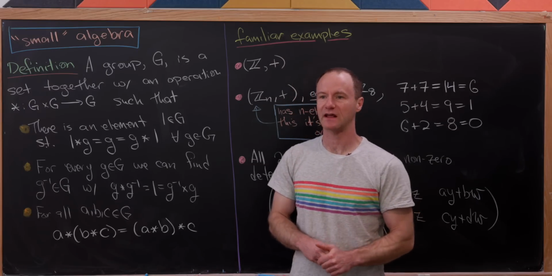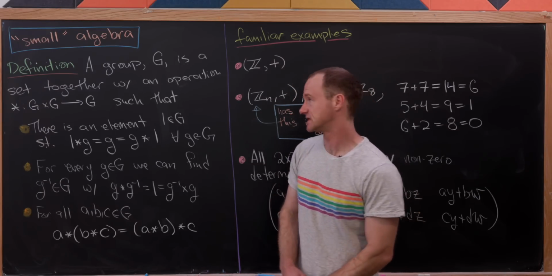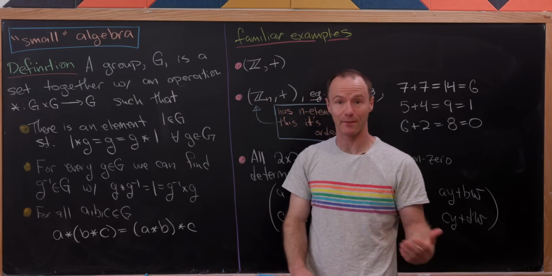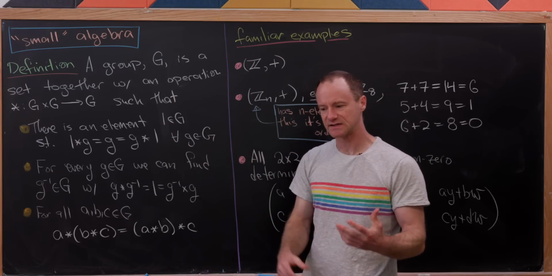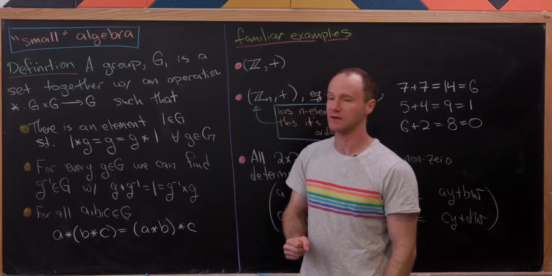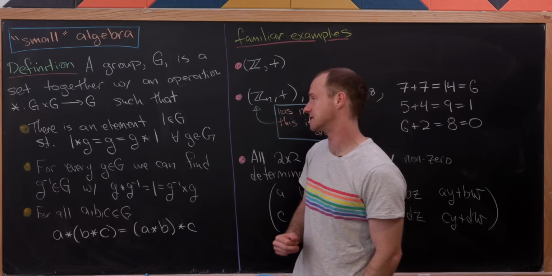But before we do that, I'd like to recall a definition and then look at some examples of this definition. So a group, G, is a set together with an operation. We'll call that operation star. And what it does is it takes two elements from G, combines them, and gives you a new element from G. And star must satisfy three axioms.